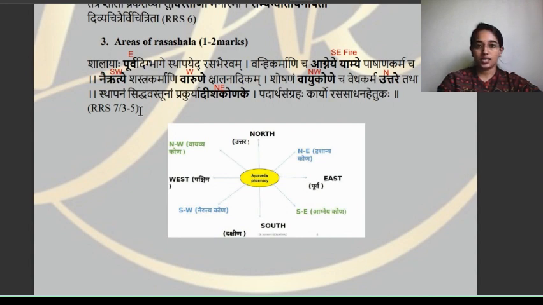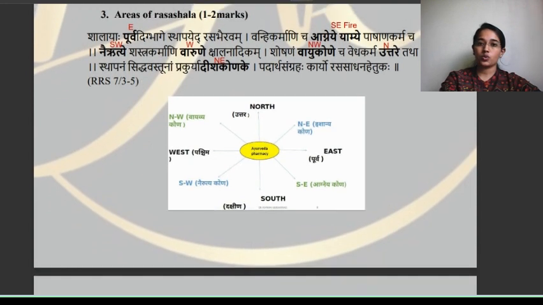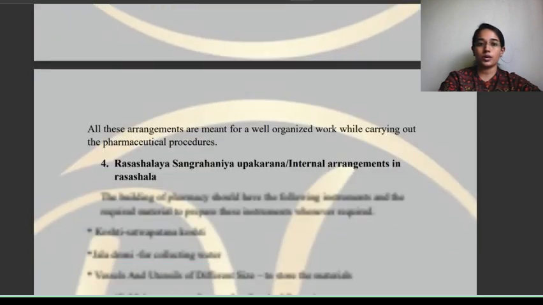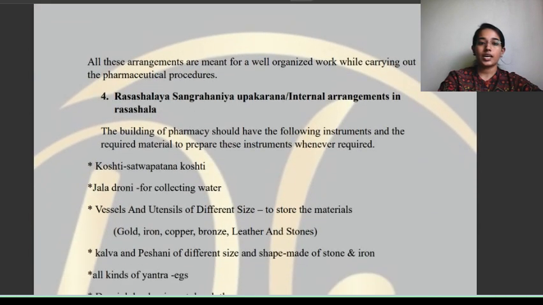Or northeastern side, and with these simple tricks, you can remember the directions and the activities done on each direction. Suppose you haven't learned this sloka, or it is very difficult for you to learn it, you can simply draw a figure indicating the directions, and along with that you can mention the activities to be done on each direction. Okay, so that is about the areas of Rasashala.